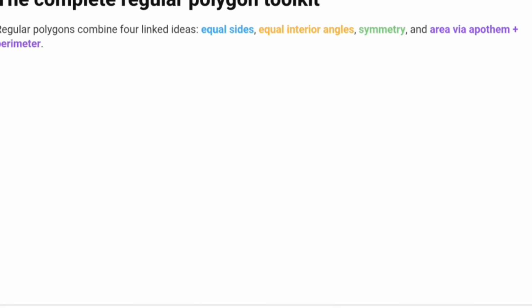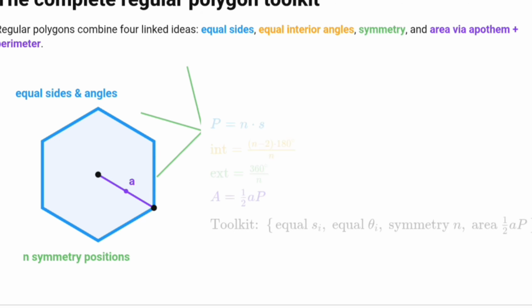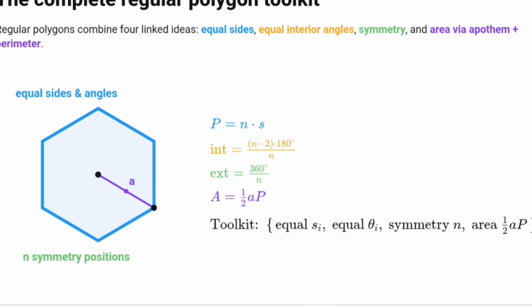A regular polygon is a many-sided shape with a very strict kind of balance, and the goal is to see how that balance controls its sides, angles, symmetry and area. We will start with the definition.